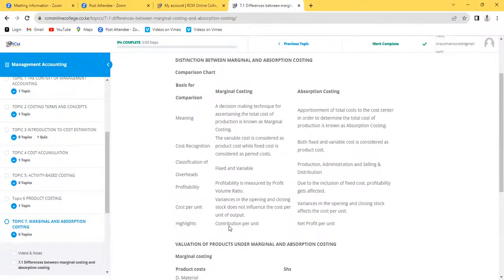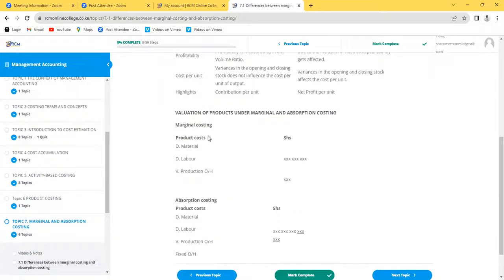Then it highlights contribution per unit. We are going to deal with the contribution per unit here, that is gross and net, while under absorption costing, we are going to deal with unadjusted profit, and then finally look at the adjusted profit. So, valuation of products under marginal and absorption costing.